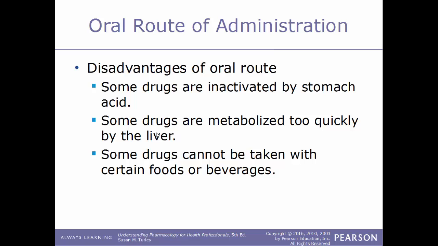Some other disadvantages of this route: some drugs are inactivated by stomach acids, some drugs are metabolized too quickly by the liver, and some drugs can't be taken with certain foods or certain beverages. So all these factors have to be considered when deciding what is the best route to administer a certain drug for that particular patient.